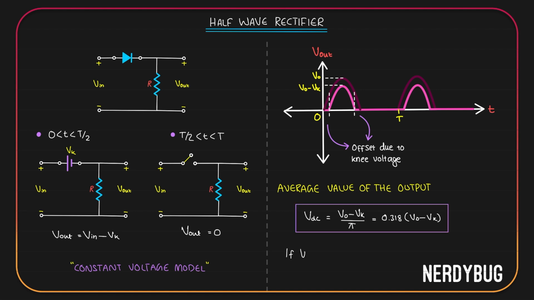Here, if V0 or the maximum value of the input voltage is very much greater than the knee voltage of the diode, then we can write V0 minus Vk is approximately equal to V0. In that case, V DC will be approximately equal to V0 by pi, or 0.318 V0, just like in the ideal diode model.